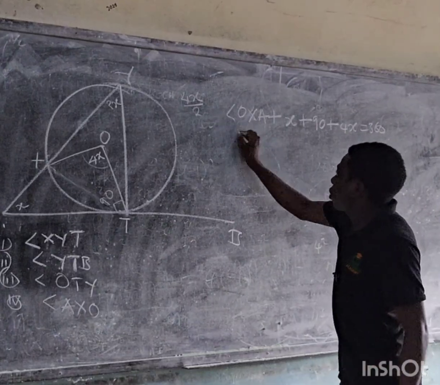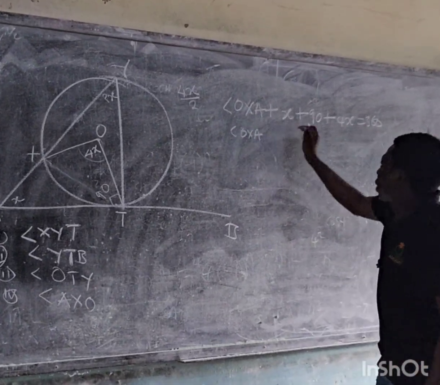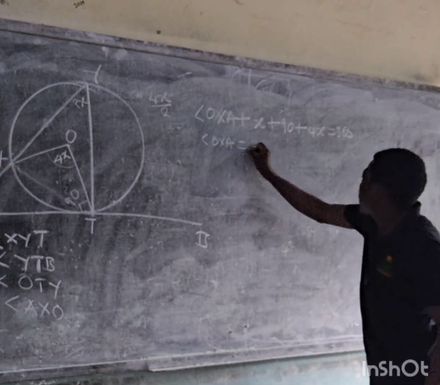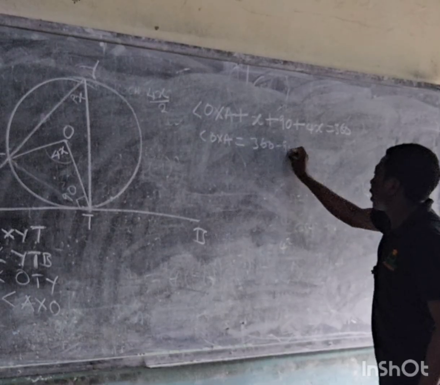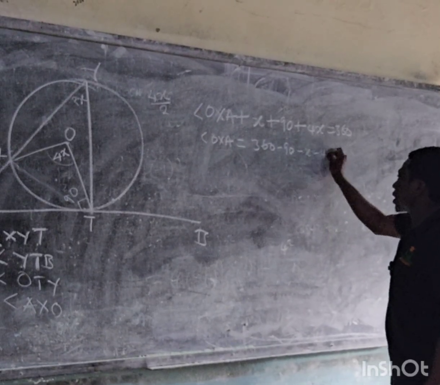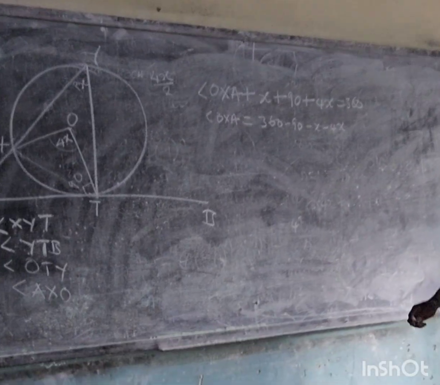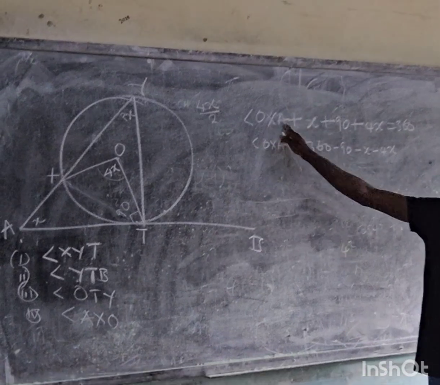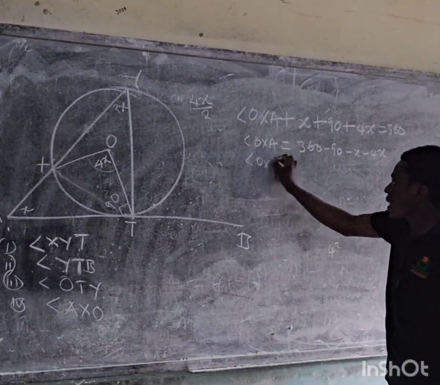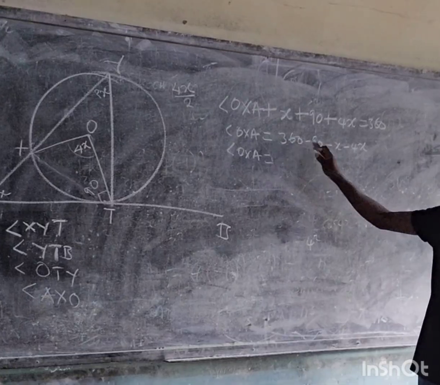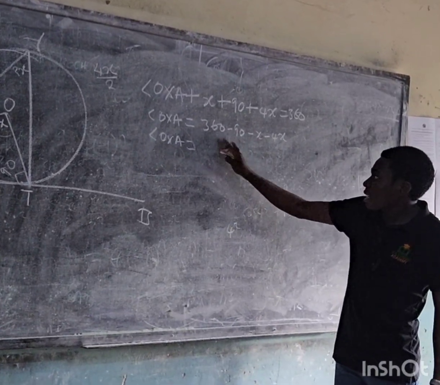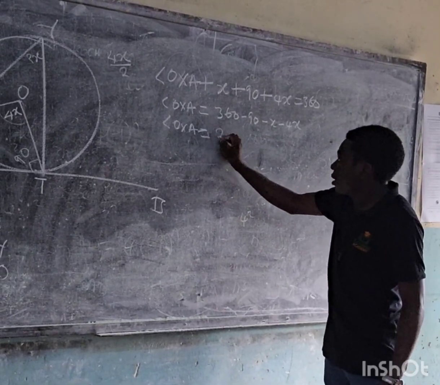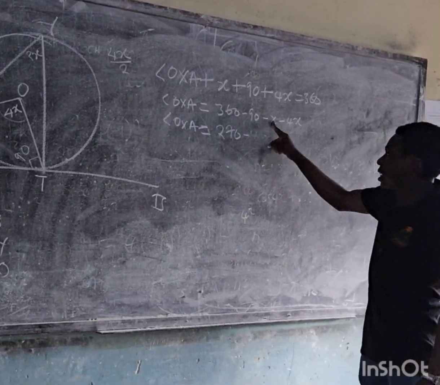Then we add. This is the angle OXA. For us to get angle OXA, we can make it the subject of the formula, not so? Making the subject, OXA is equal to 360 minus 90 minus x minus 4x. Have you seen that? I want to get this angle, so I'll take all these numbers to the other side of the equation so that I remain with the angle. So angle OXA is equal to 360 minus 90. What's 360 minus 90? That is 270. So 270 minus x minus 5x is what?